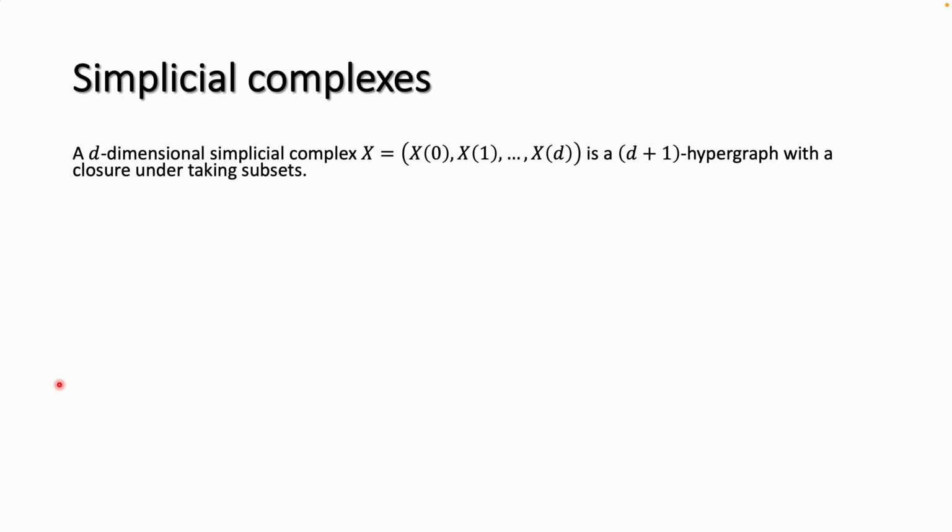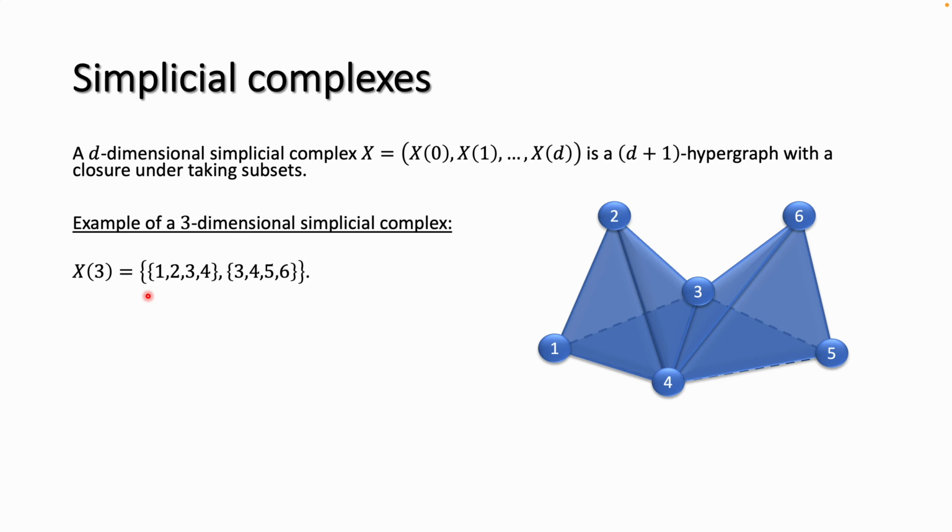So let's start with the objects we study. A d-dimensional simplicial complex X is basically a (d+1)-hypergraph with the property that it is closed under taking subsets. Let's see an example of a three-dimensional simplicial complex. A three-dimensional simplicial complex is a 4-hypergraph, meaning each face is of size 4. So it has pyramids, basically. In this example, the pyramids are {1, 2, 3, 4}, so it's this pyramid, and also this pyramid, {3, 4, 5, 6}.